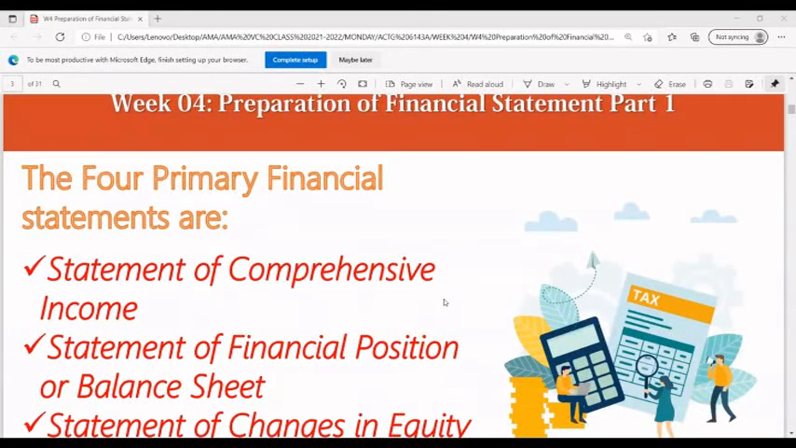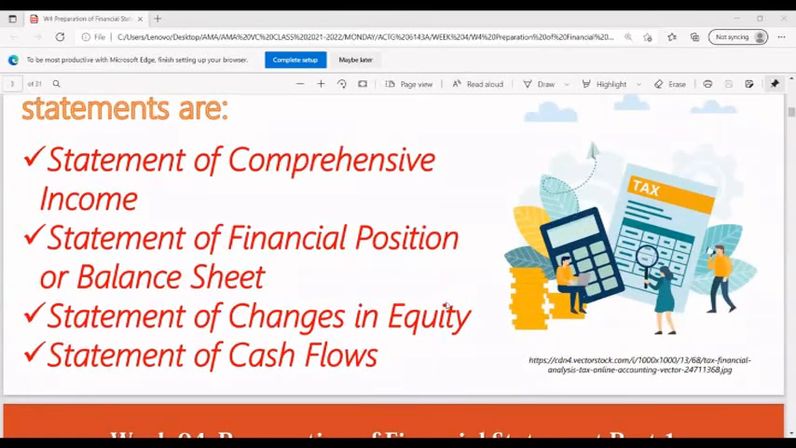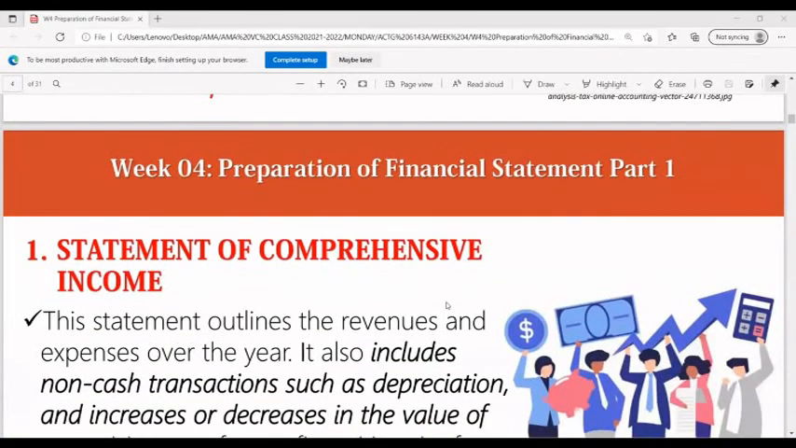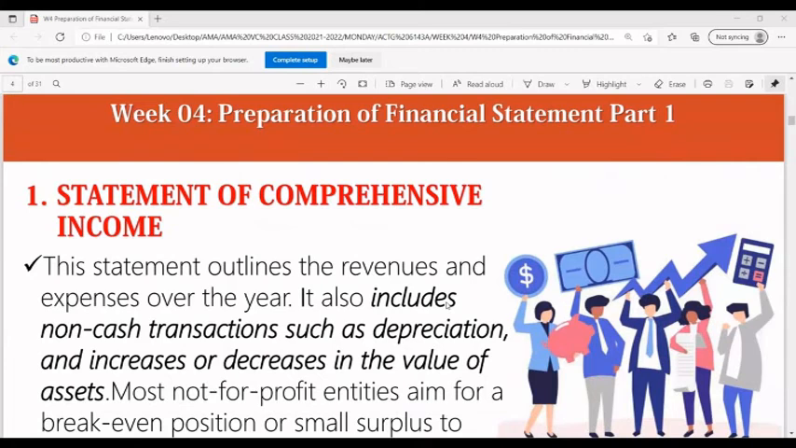The four primary financial statements are the statement of comprehensive income, the statement of financial position or balance sheet, the statement of changes in equity, and the statement of cash flow. The statement of comprehensive income outlines the revenue and expenses over the year. It also includes non-cash transactions such as depreciation and increases or decreases in the value of assets.